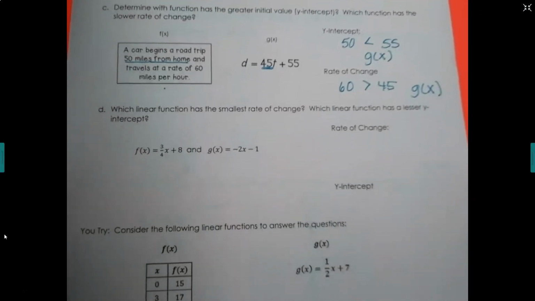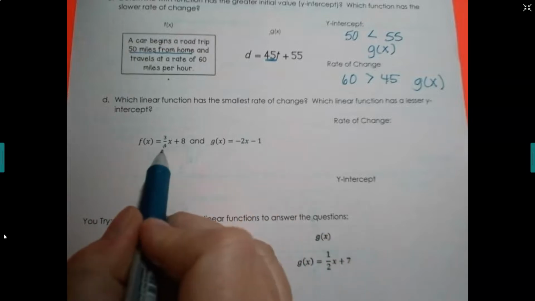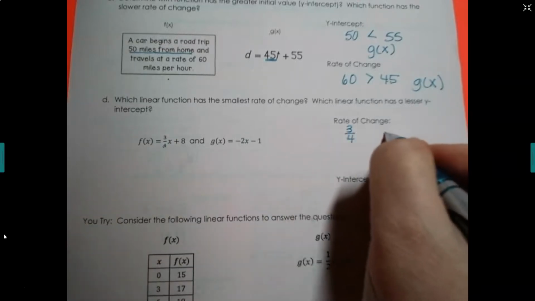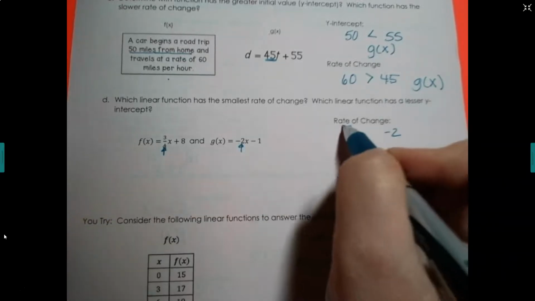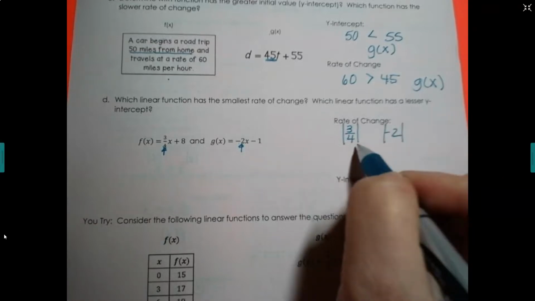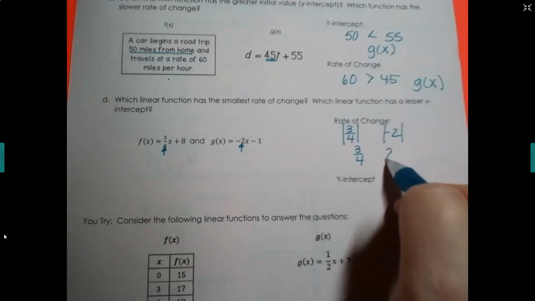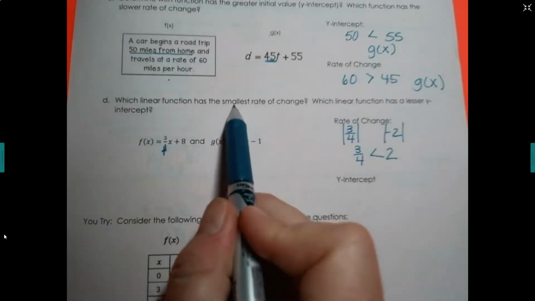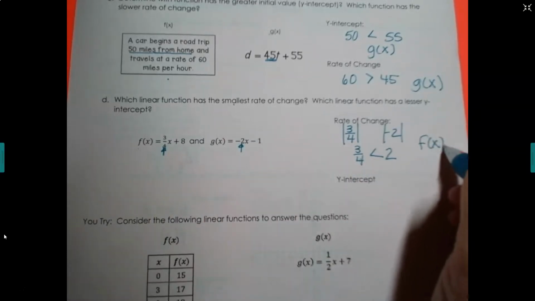All right, another example. Which linear function has the smallest rate of change? Let's just deal with rate of change right now. Now, both of these are in slope-intercept form, so I can just look straight at, I got 3/4, and I've got -2. Both of these are my slopes right here. So remember, you want to look at the absolute value. So the absolute value of 3/4 is 3/4. The absolute value of -2 is 2. 3/4 is less than 2. And I want to know who has the smaller rate of change. Well, that's the 3/4, which belongs to f of x.